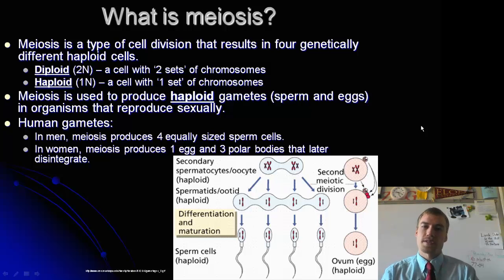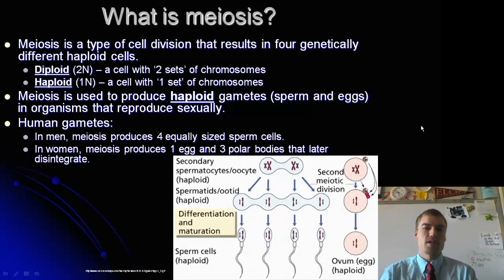So what is meiosis? Meiosis is the cell division that produces those gametes. In this case, it produces 4 genetically different haploid cells. What does it mean for a cell to be haploid? Well, in our normal body cells, we have 46 chromosomes, 23 pairs. That is considered a diploid cell. It has 2 sets of chromosomes, one that you got from your mother and one that you got from your father. A haploid cell only has 1 set of chromosomes, so in the case of humans, it would have 23 chromosomes.